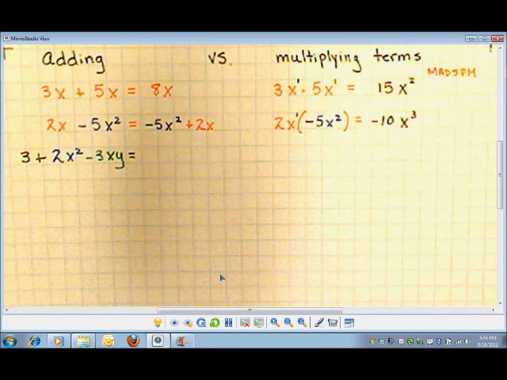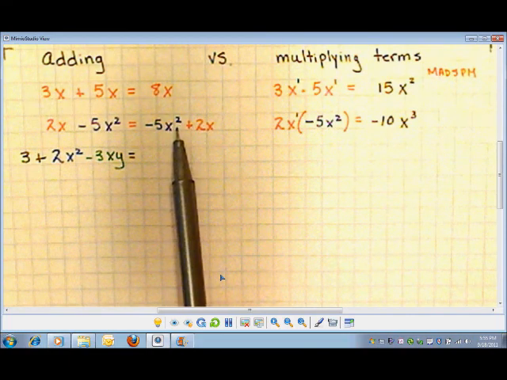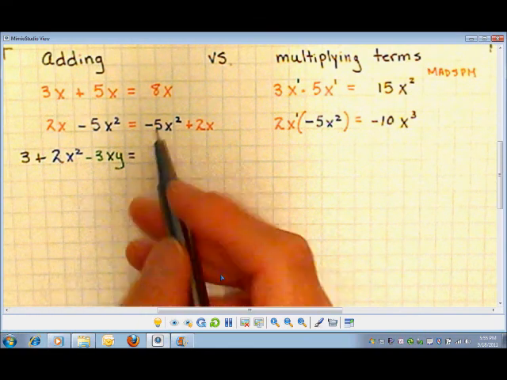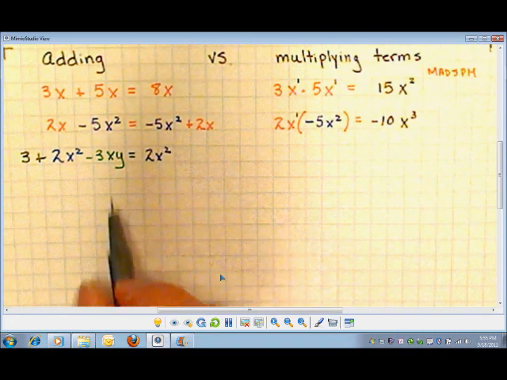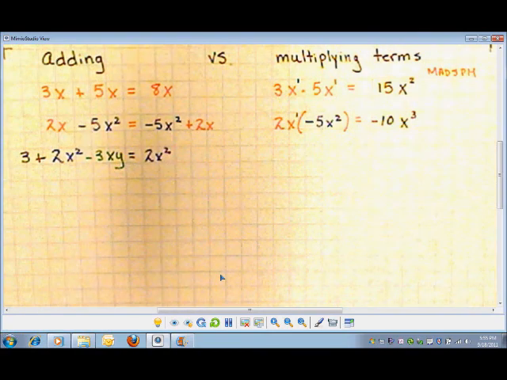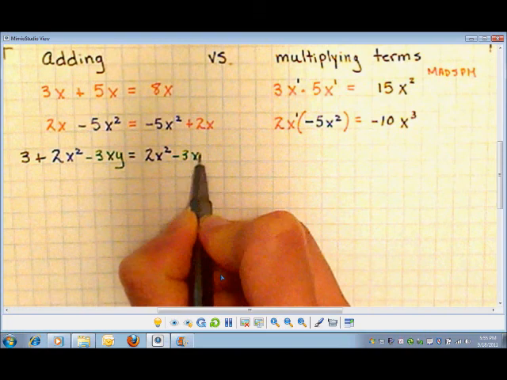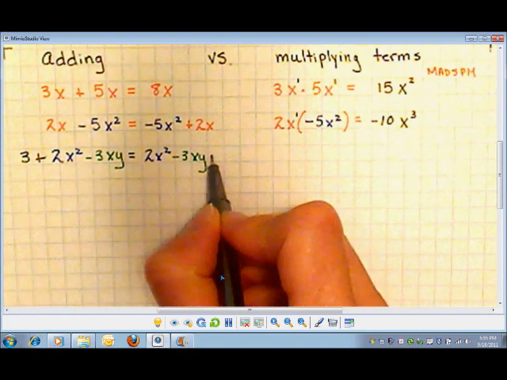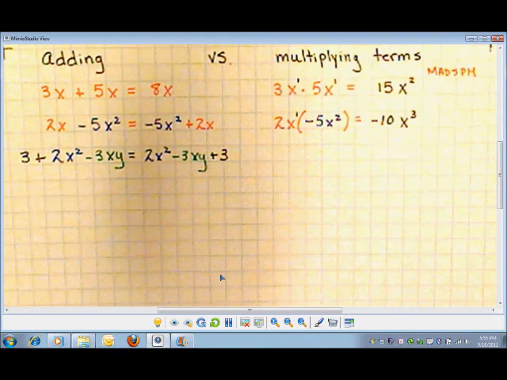They're all different. However, if you remember, I said we need to write it so our highest degree term is first. 2x squared is the highest degree term. So I'm going to write that first, 2x squared. Constants usually last, so I'm going to write negative 3xy next. And my constant, 3, at the end. I haven't done any math. I just changed the order, which is one of the properties of addition, so I can do that.